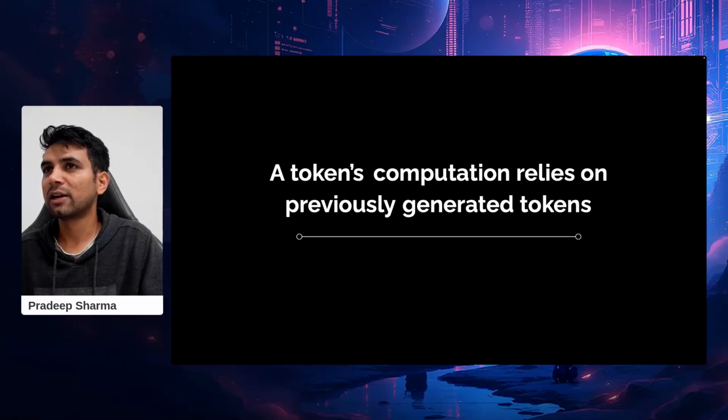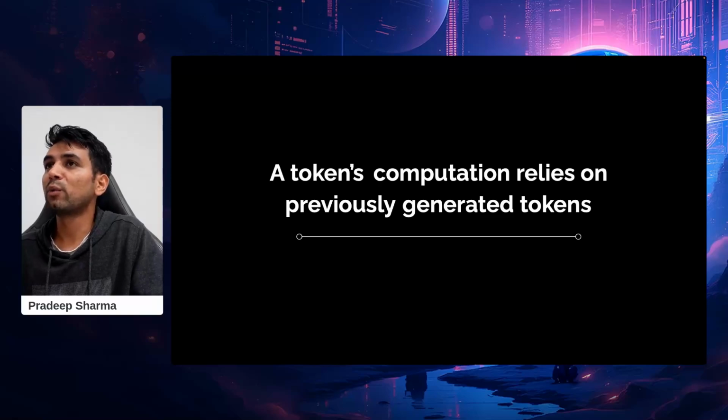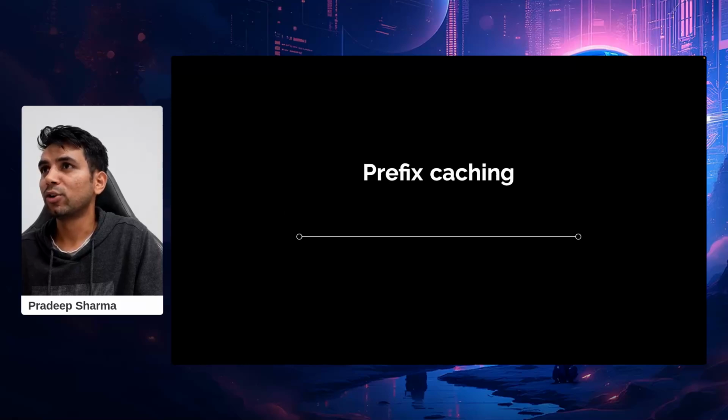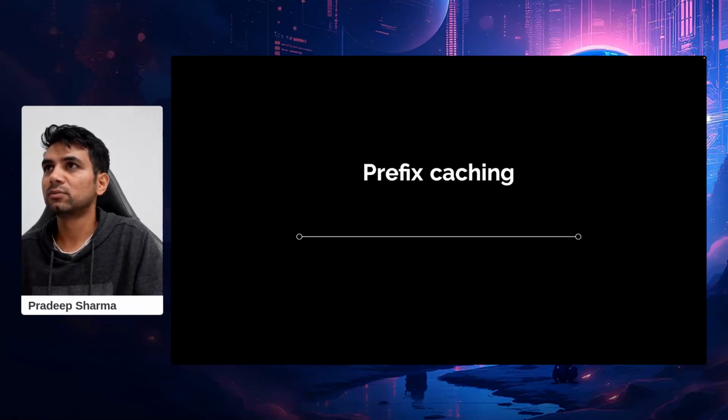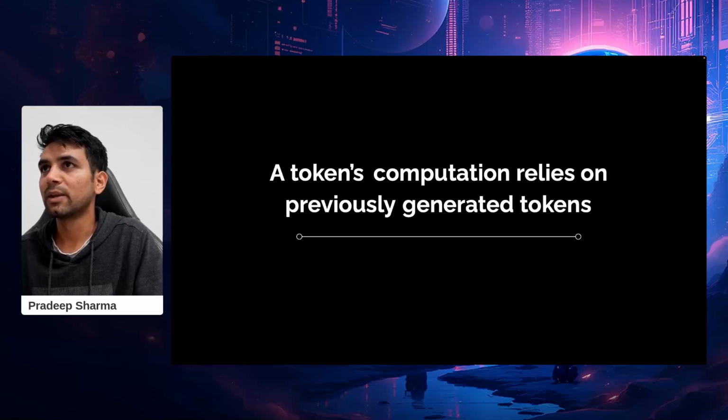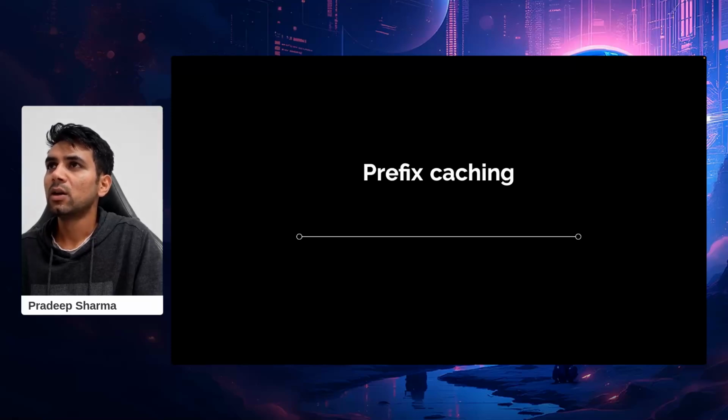But that's not possible, and that is because of the design of how an LLM or neural network works. The token computation relies on previously generated tokens. So this is one of the important things to remember when we think about optimization, so that we don't promise ourselves too much or go in the direction of wasting time. And prefix caching, as we talked about, do think about that.